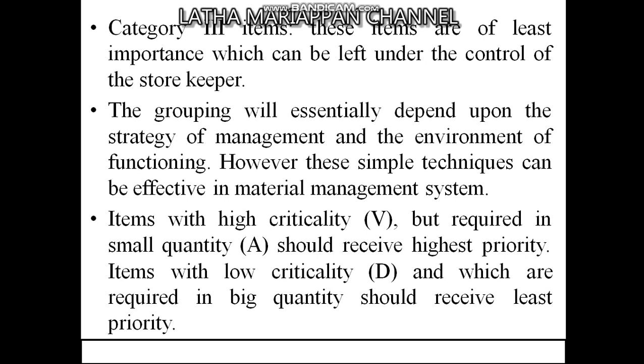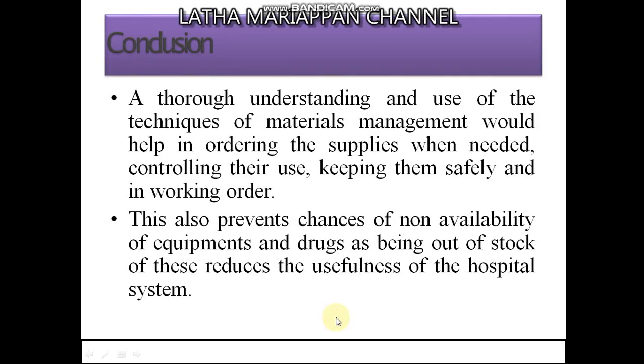The item with high criticality, which is V, but requiring small quantity, should receive the highest priority. The item with low criticality, which is D, and which is required in big quantity, should receive the least priority. The third point is very important: high criticality items requiring small quantity, and low criticality items requiring big quantity. Let us see the conclusion now.